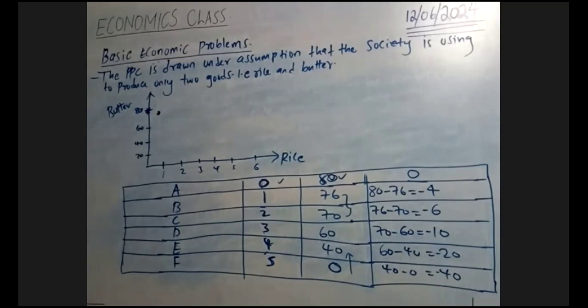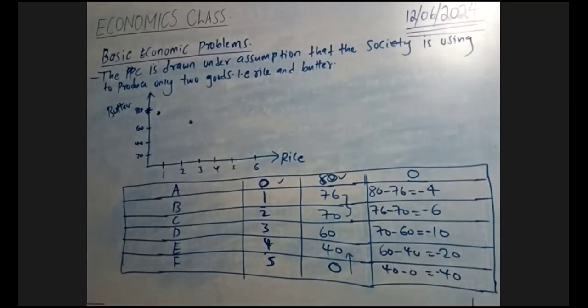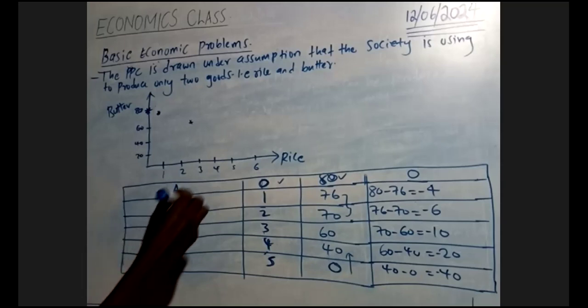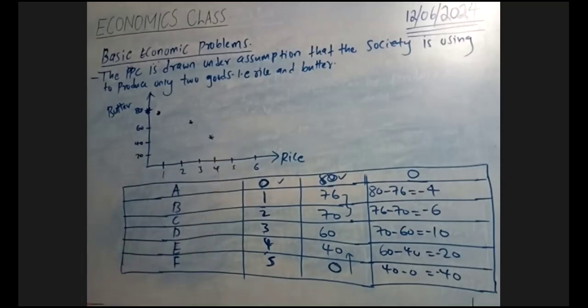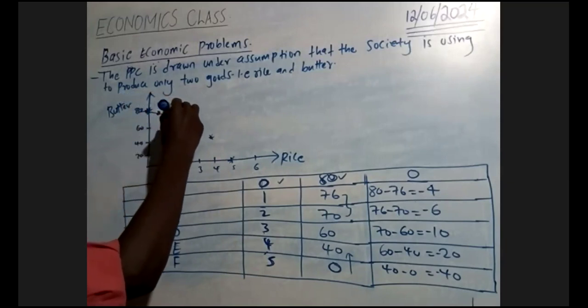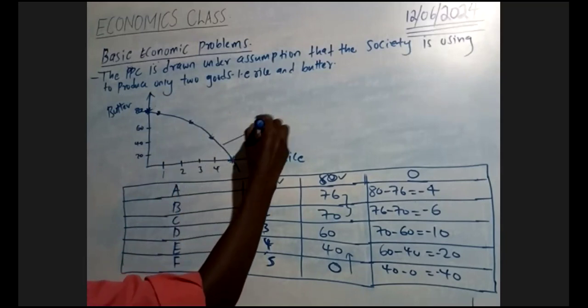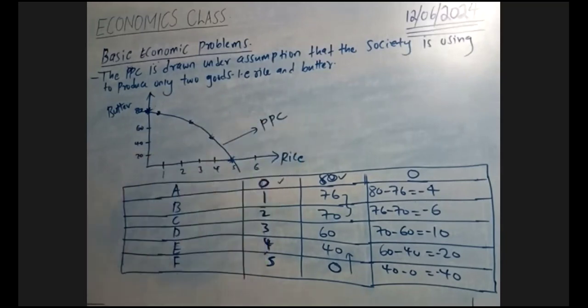Haya. Akiproduce 3 inaenda kwa around 60. Akiproduce 4 inaenda kwa 40. Kwa 40 somewhere hapo. Na akiproduce 5 ni 0. Ni 0, so that we can draw our PPC. So this line represents our PPC. So that is our PPC.